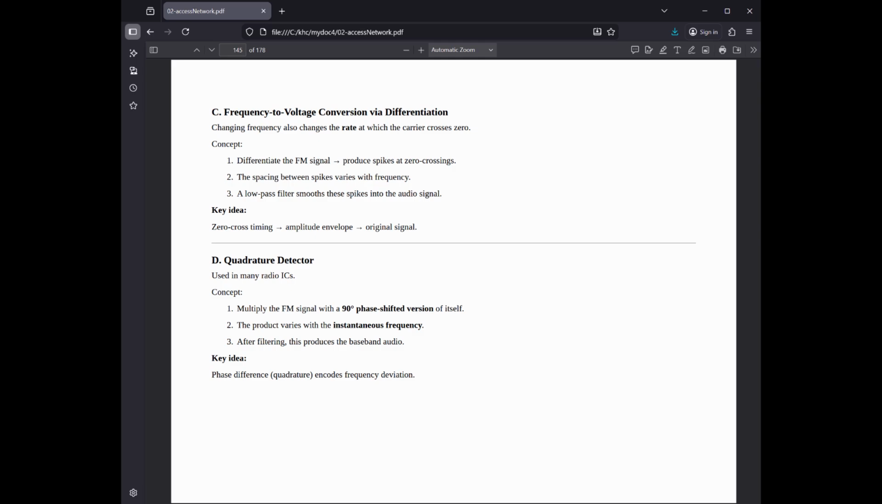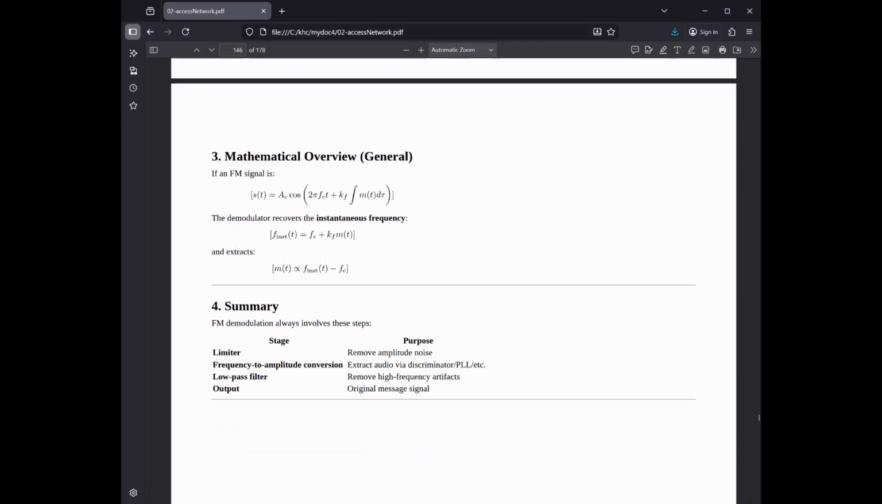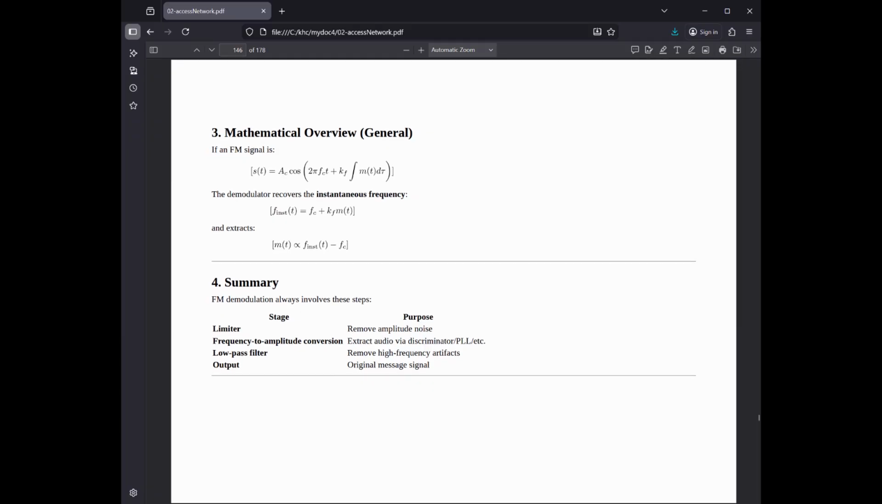4. Digital demodulation, SDR: in software-defined radios, SDR, demodulation is done with math. The computer takes the complex signal, the I and Q components, and calculates the instantaneous phase. By taking the derivative, or rate of change, of the phase over time, the computer determines the instantaneous frequency. Subtracting the carrier frequency leaves only the original message.